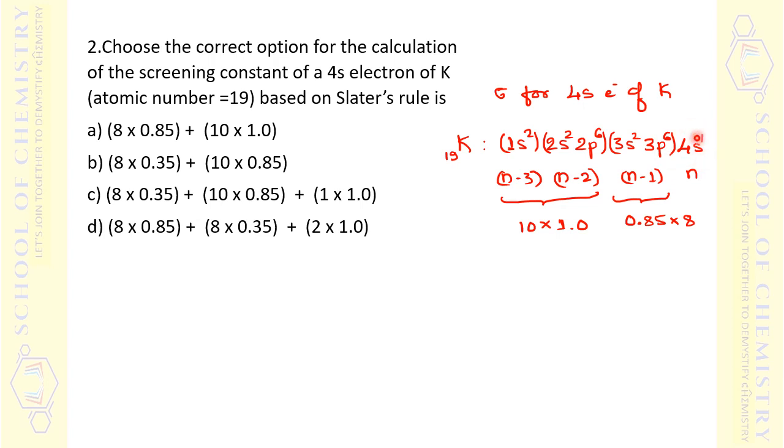The electron which we are observing will not be contributing anything to the screening constant, so the contribution from this 4s electron will not be there, and next, everything previous to it contributes. So this is n-1. If you are observing an s electron according to Slater's rules, the n-1 electrons, 8 electrons, will be contributing 0.85 each, so 0.85 into 8. All other electrons will be contributing 1, right? So for an s electron except n-1, all other electrons will be contributing 1 according to Slater's rules. So therefore this will be 10 electrons totally, 10 into 1.0.